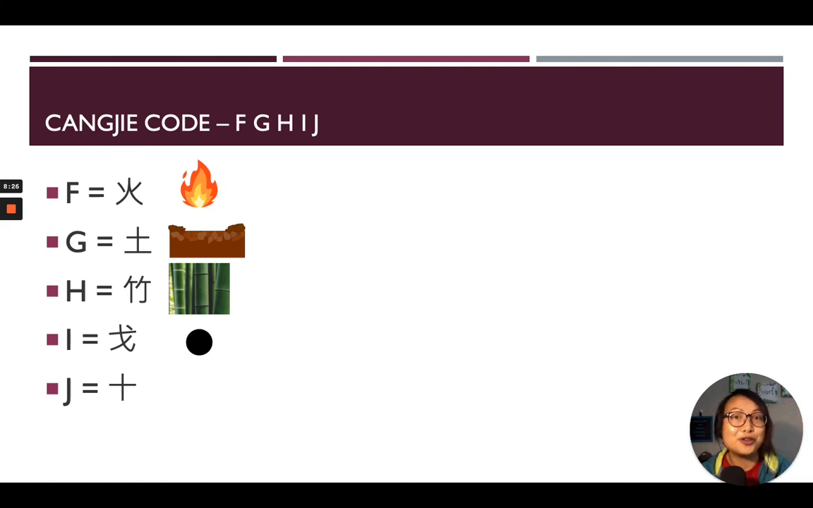If you count the alphabet A, B, C, D, E, F, G, H, I, J, guess what? J is the 10th English alphabet. So this will help us with the tenth Changjie code, and that will help us with the typing.